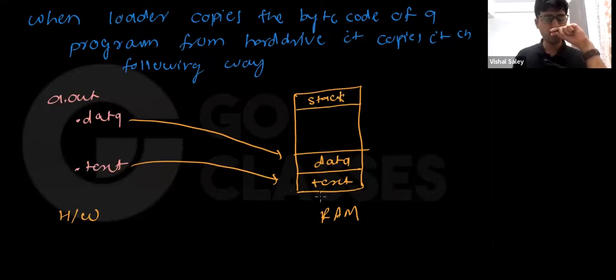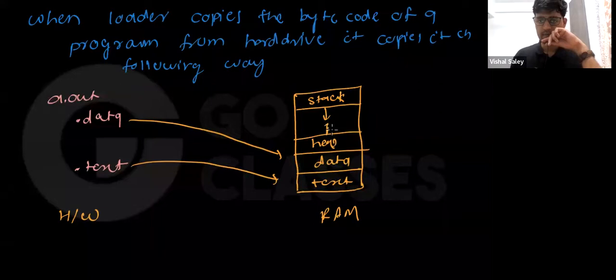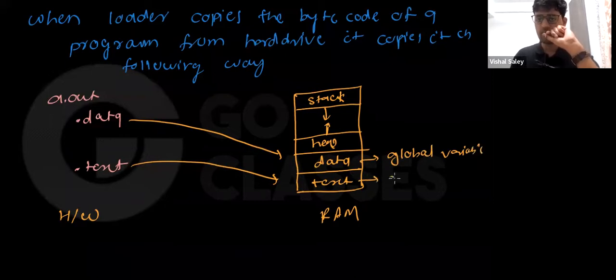Note that up to this point, the process is not running. It's not in the running state. The loader is just copying it into the RAM. And there is heap. So it copies it into this format. Now here your data has global variables, and this is your code.